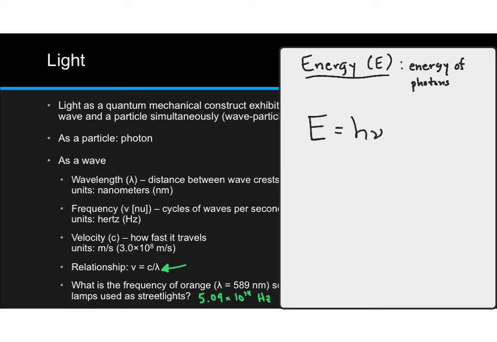In this equation, h is another fundamental physical constant of the universe. It is called Planck's constant. Planck's constant has a constant value, much like the speed of light did, and its value is 6.626 times 10 to the negative 34th power, with units of joules times seconds. These units again are joules, J, times seconds.